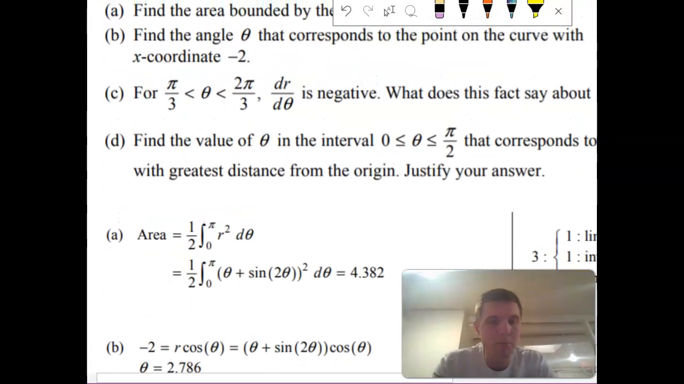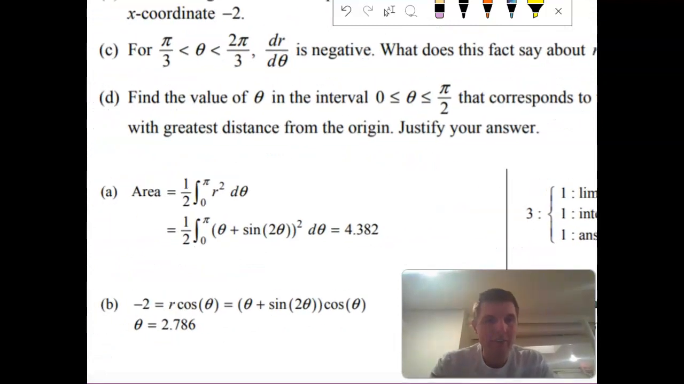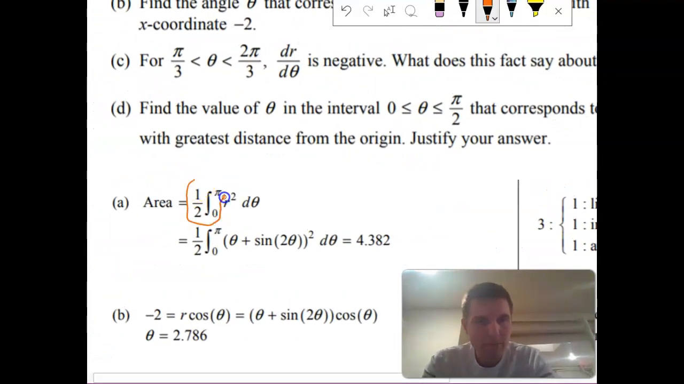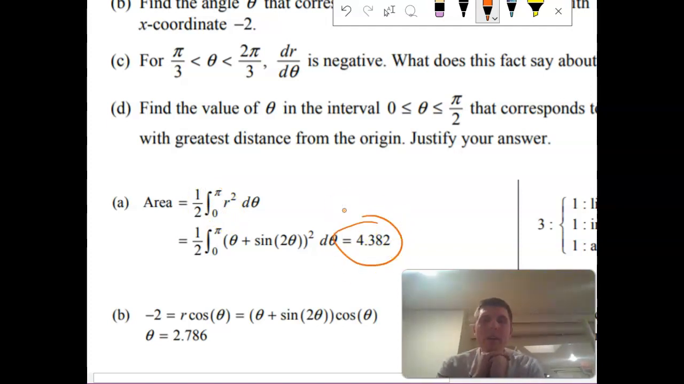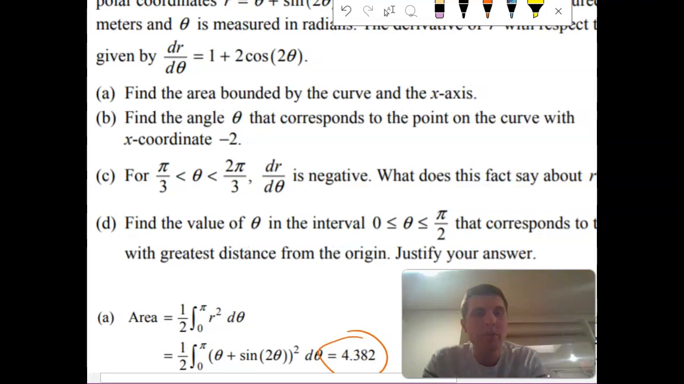Final answer was 4.382. 1 point for the limits and the constant out front. 1 point for the integrand, the r squared, and 1 point for your final answer. Pretty straightforward grading here.